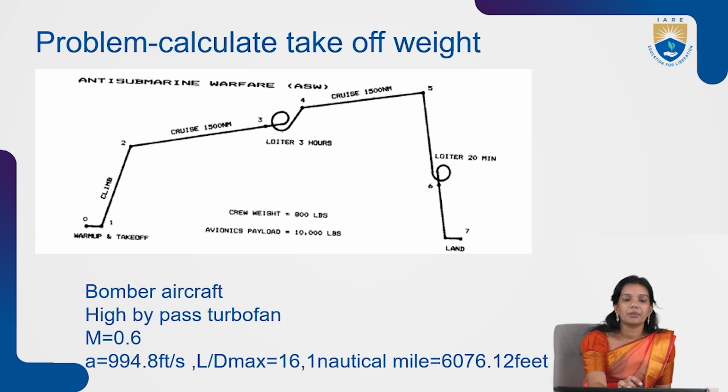It is an anti-submarine warfare (ASW) aircraft, given cruise conditions and loiter conditions, payload and a crew weight, with a high bypass turbofan. M is given, A is also given, and L by D max is 16. The range is given in nautical miles, but we calculate in feet here. So 1 nautical mile is 6076.12 feet. So we'll do the problem.